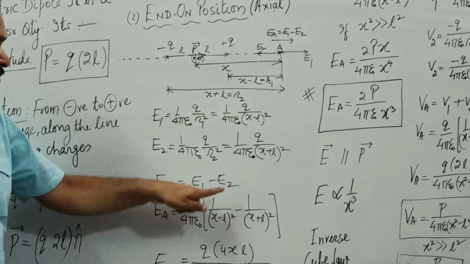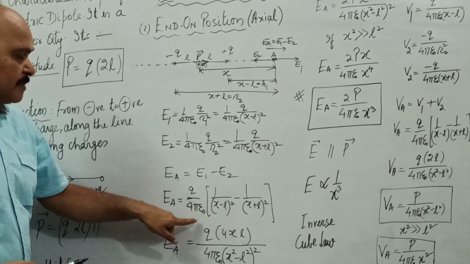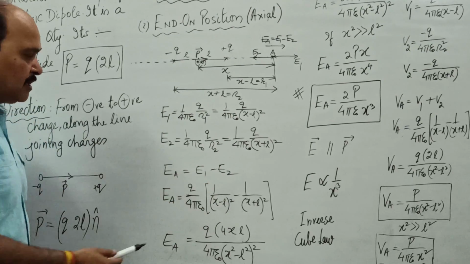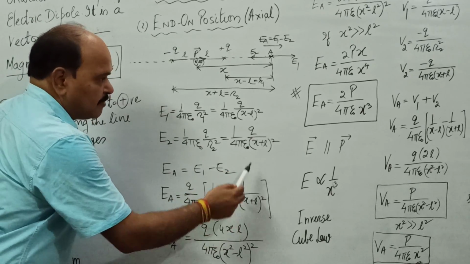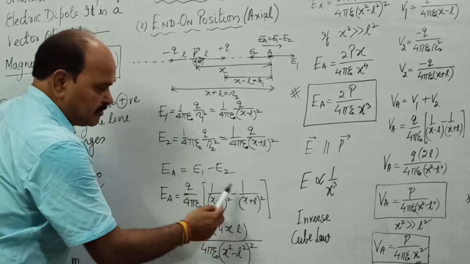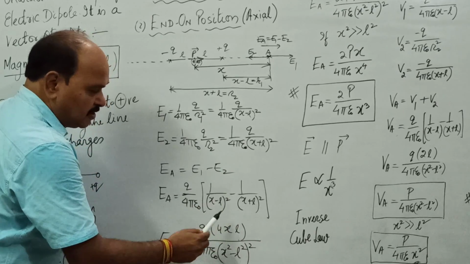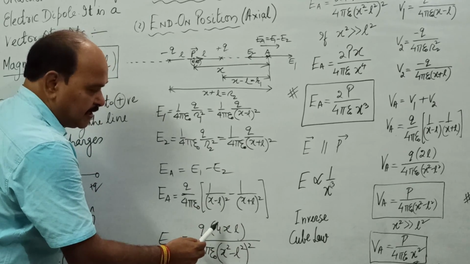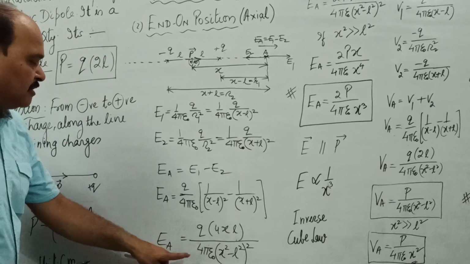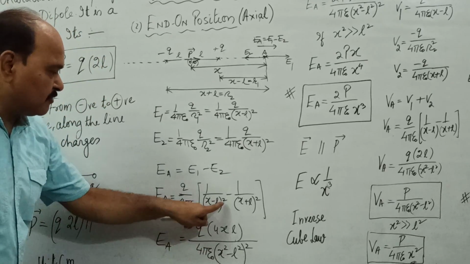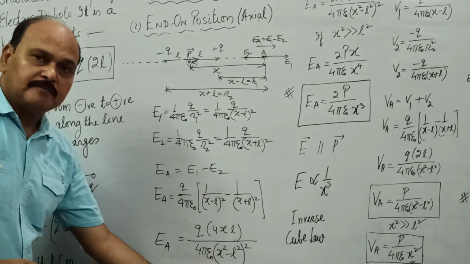Let us substitute the value of E1 and E2. Q upon 4 pi epsilon naught comes out common. In the bracket we get 1 upon (X minus L) whole square minus 1 upon (X plus L) whole square. If we solve it, in the numerator we get 4XL into Q, and in the denominator we get 4 pi epsilon naught (X square minus L square) whole square.